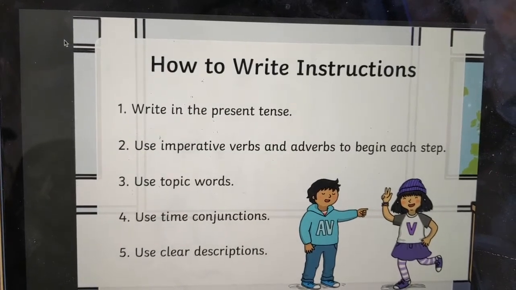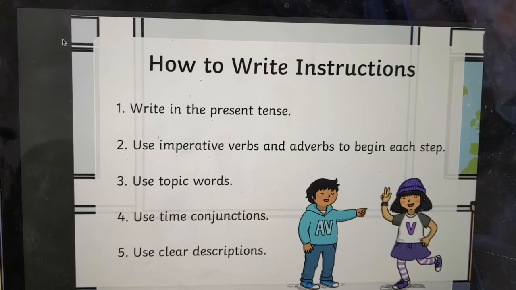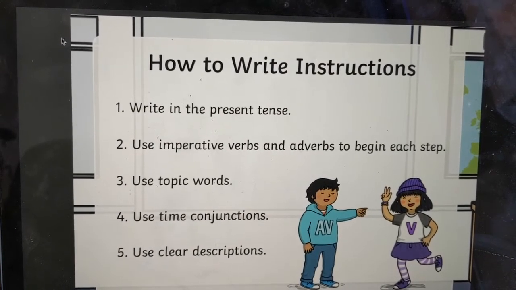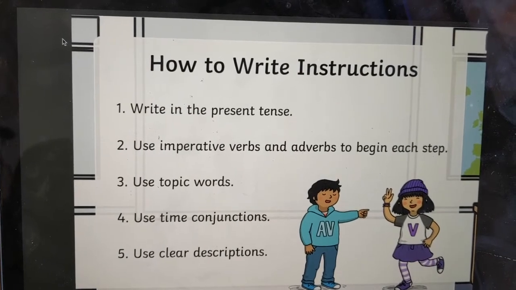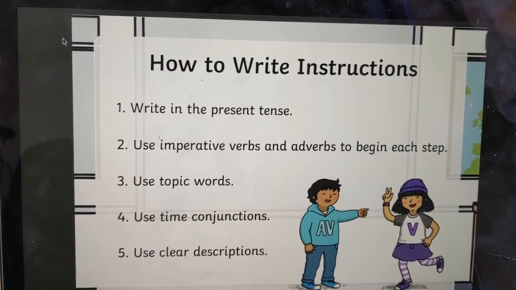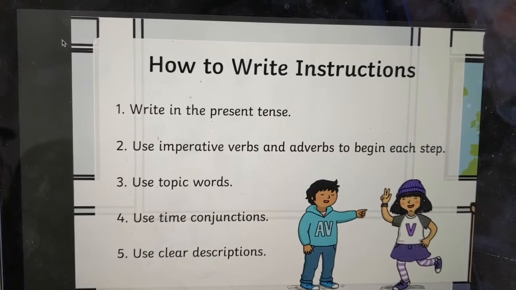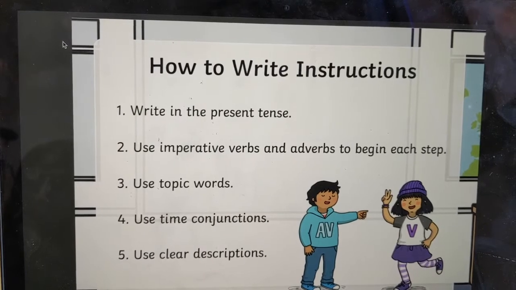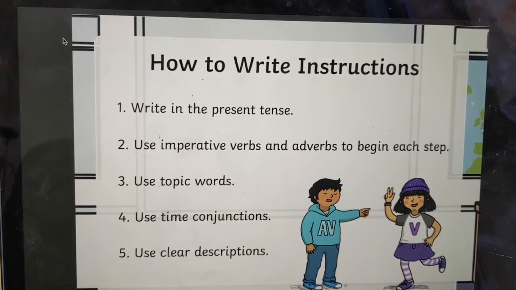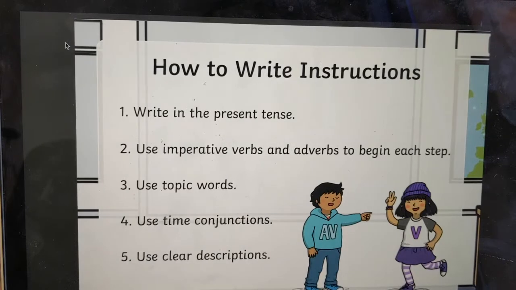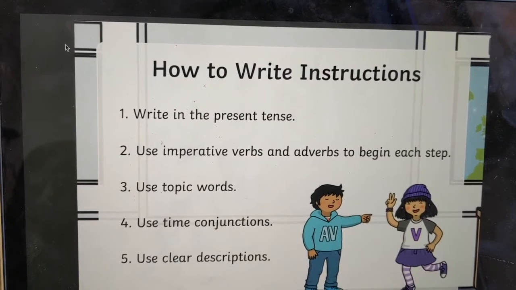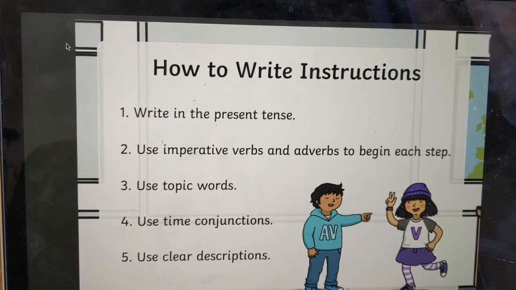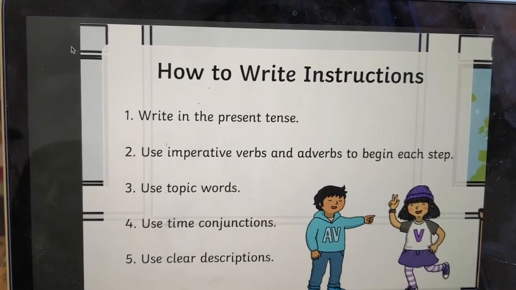We also use topic words, or words about what we're writing about. So if we were going to make a cake, we might use words like eggs, flour, maybe chocolate, if you're making a chocolate cake. Those would be some topic words. We also use time conjunctions. Yesterday, you listened to a song about time conjunctions. You learned words like first, next, then, and last. Those are all called time conjunctions, and they help us to know what order we follow the directions to make the cake.